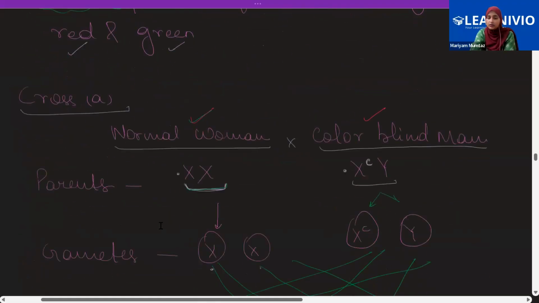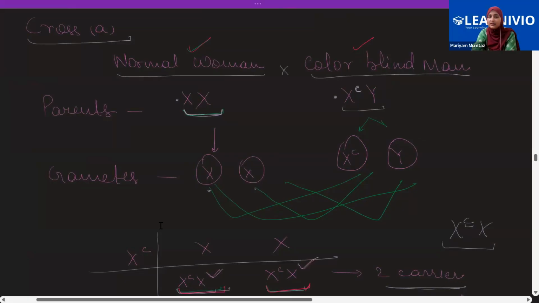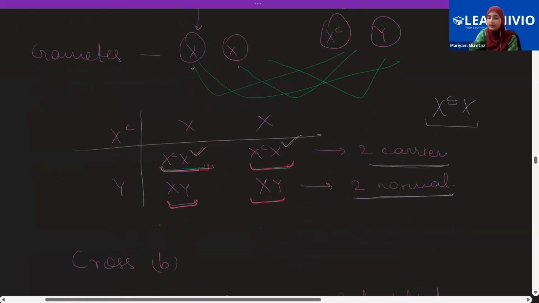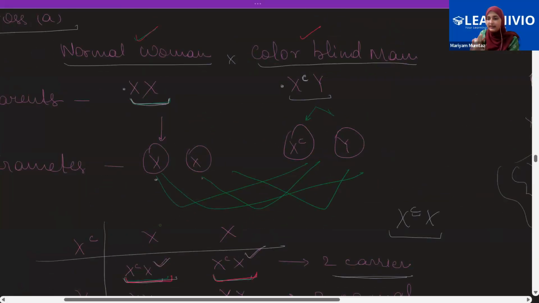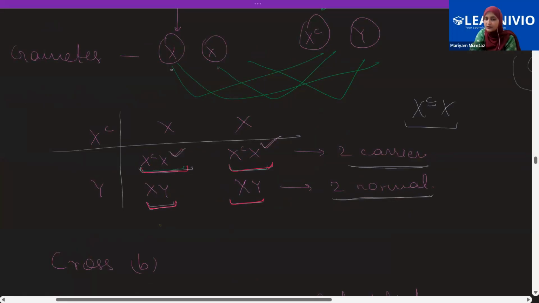Yes. Now the cross. Let us see the possible ways it could happen. When a normal woman that has XX chromosome genotype marries a colorblind man, their offspring will be like this: two of them will be carrier females and two of them will be normal males. If you do the crossing, you will find this out.